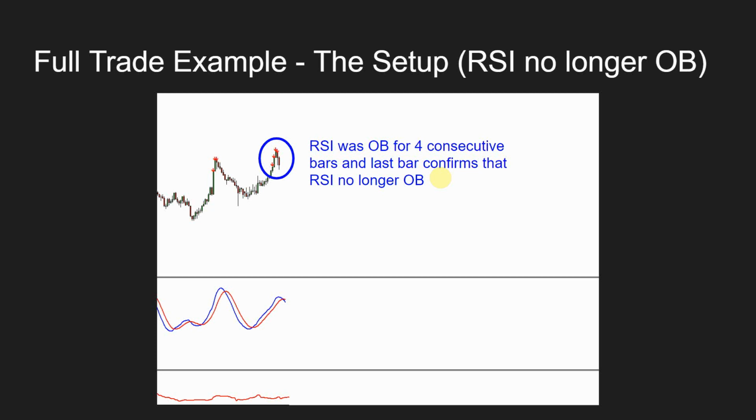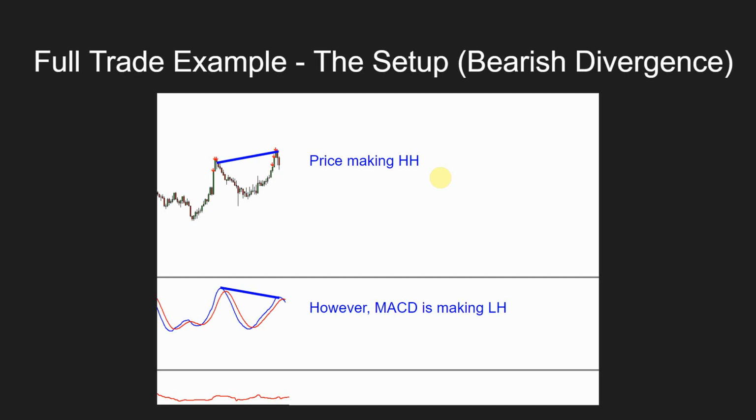So the first step is to identify a period where the RSI has been overbought or oversold for 3 consecutive candles, and then has come out of overbought or oversold territory. And as you can see on the chart here where I've circled, the RSI was overbought for 4 consecutive candles, and the last bar does not have a downward arrow on it, signifying that the RSI is now out of the overbought condition. That could be at 70, 75, whatever you decide to set it at. So that's step one, and we've got that complete, which is great.